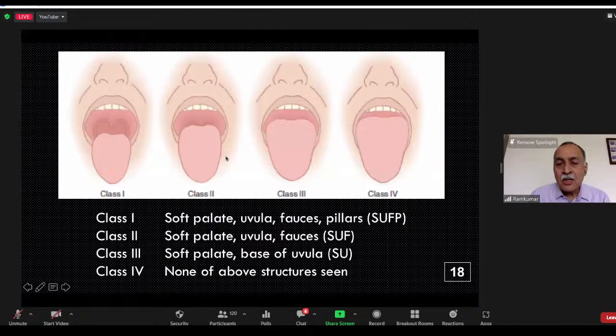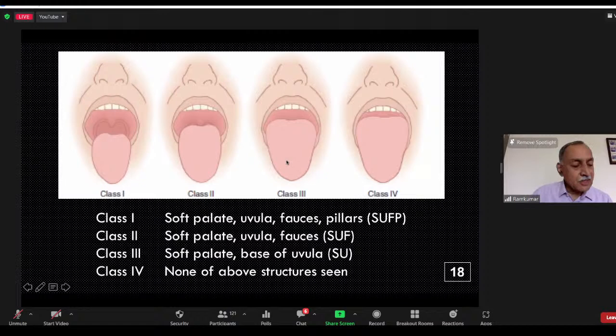In class 2, the tongue is relatively larger and it blocks off the view of the pillars. Therefore, what you see is only the S, the U, and the F, that is the soft palate, the uvula, and the fauces. When it becomes class 3, the tongue is even relatively larger in size for the oral cavity, and therefore it blocks off not only the pillars but also the fauces, and therefore you see only the soft palate and the base of the uvula.